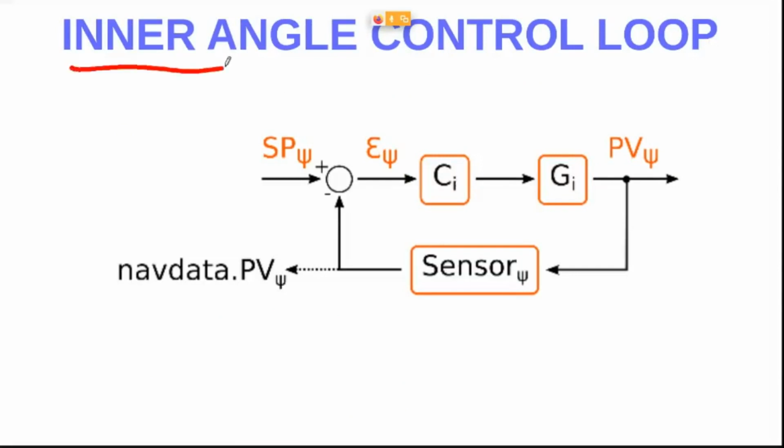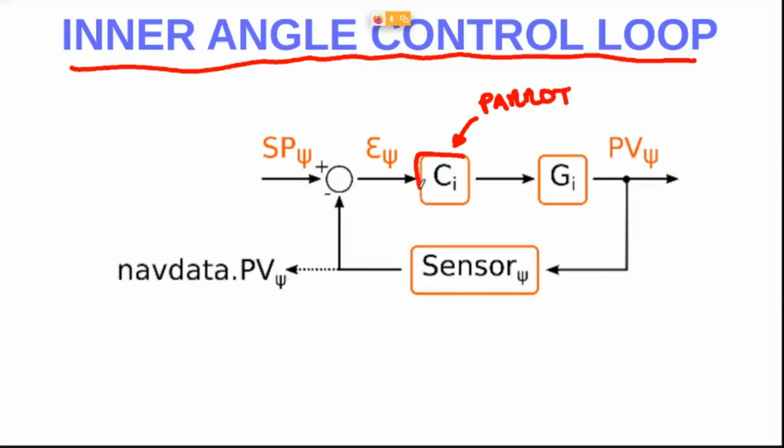What about this inner angle control loop? This inner controller will not be tuned or built or coded by us. This is coded by the manufacturer. So the manufacturer's engineers have defined the parameters of this inner controller. As you can see here, we have the process variable of the angle. Let's say that this angle could be pitch, roll, or yaw. That's only an example, but it could be pitch, roll, or yaw.